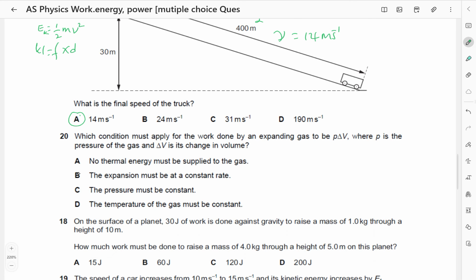Which condition must apply for the work done by an expanding gas to be pressure times change in volume, where P is the pressure of the gas and delta V is its change in volume? Which condition must be satisfied? So A, no thermal energy must be supplied to the gas.